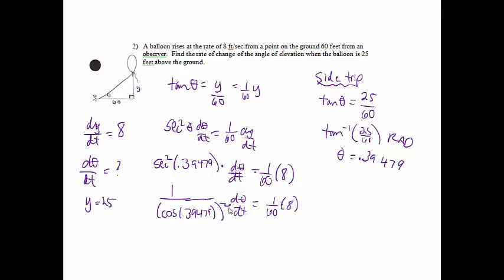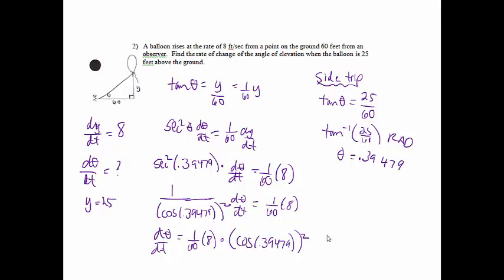And now to solve for d theta dt, instead of finding this value first, I'm just going to multiply by the reciprocal of it. So d theta dt will equal 1/60th times 8. The reciprocal of that would be cosine 0.39479 squared. And notice where I have my parentheses, because we do want it to square the entire expression. So that's how we're going to type it into our calculator.